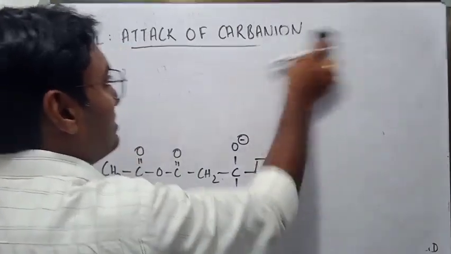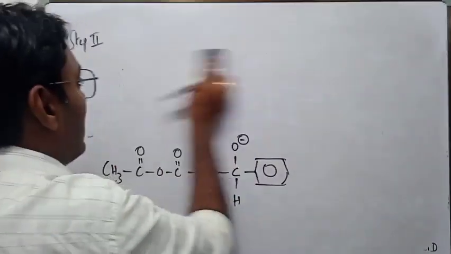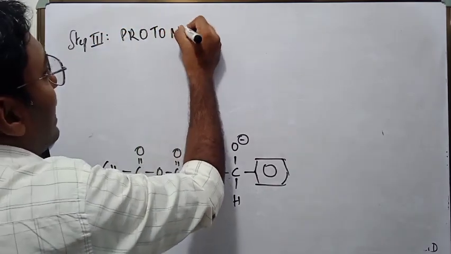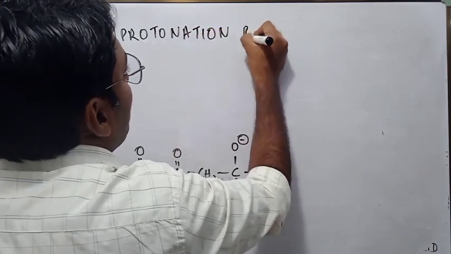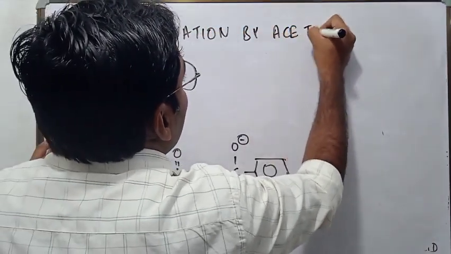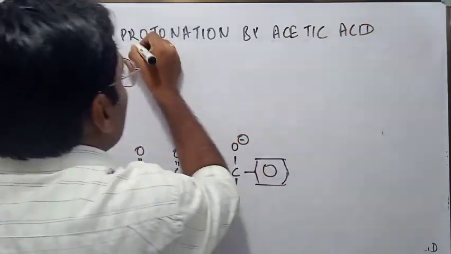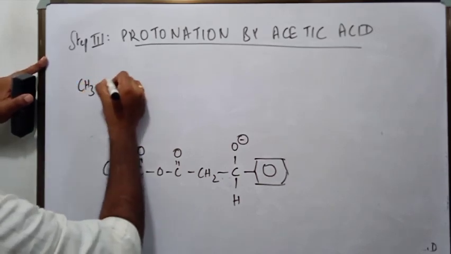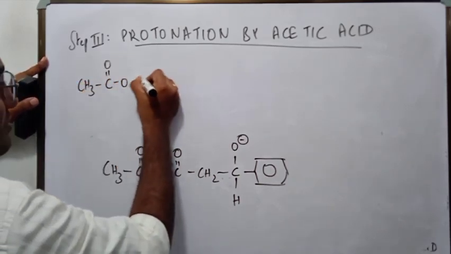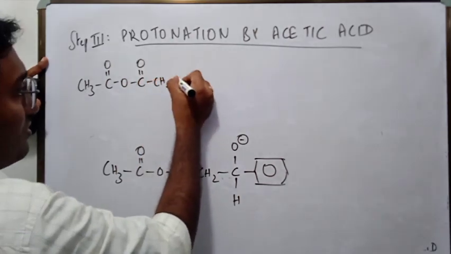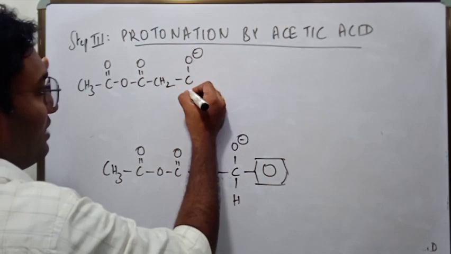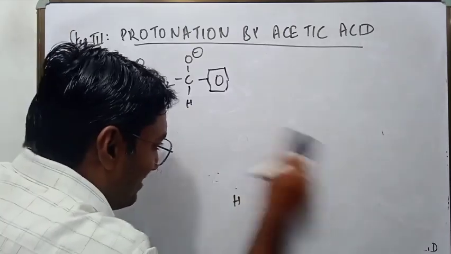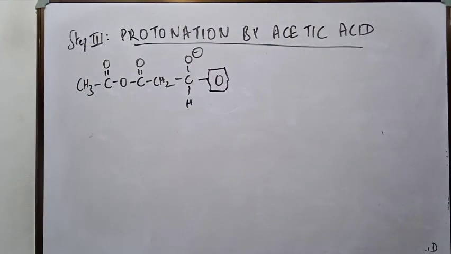Let us rub this. Step number 3, protonation by acetic acid. Let us see what this step is about. Let's see what happens. I am going to write this here. Right, this is okay. Am I writing it correct? Just check. Okay, fine. So this is what I have written.